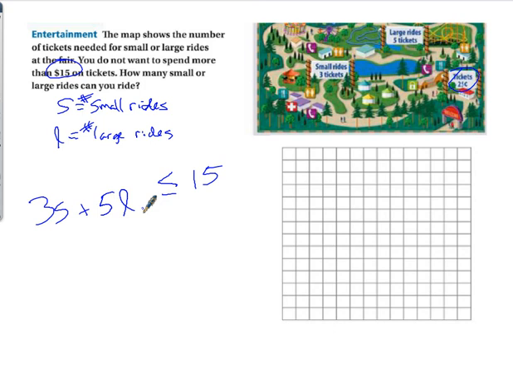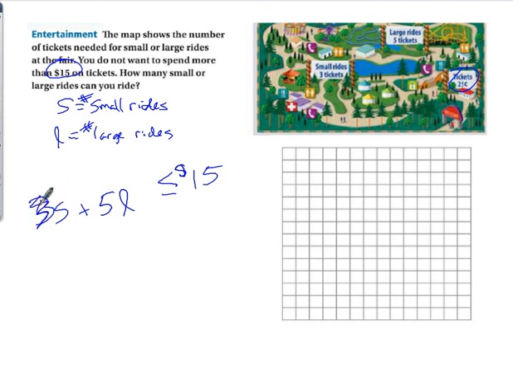The rides are not money. This is dollars. This is a number times a number. That's not dollars. My units here don't match up. So you're going to have to watch out for your units here. A small ride does cost 3 tickets, but 3 tickets is not what I need. What I need is the amount of money it costs to ride that small ride. How much does it cost me to ride the small ride if tickets are 25 cents a piece?